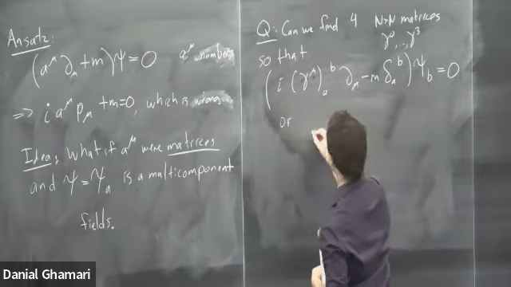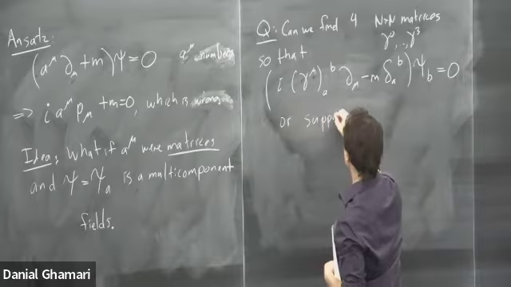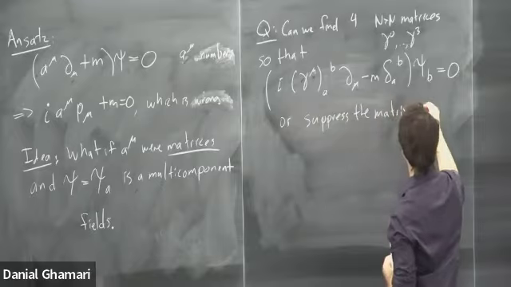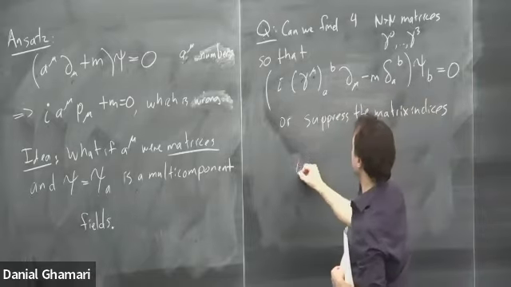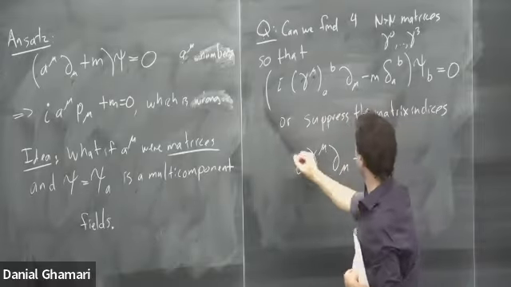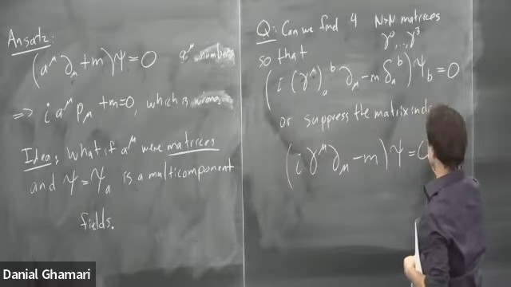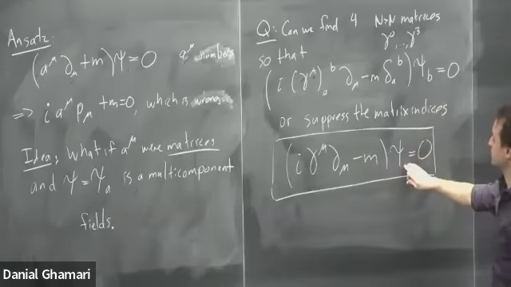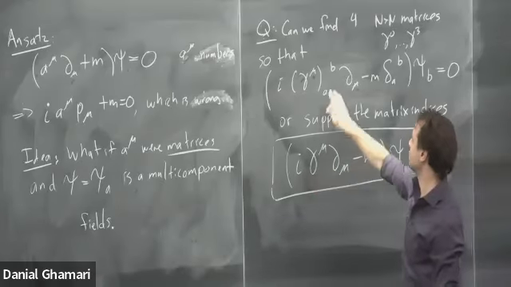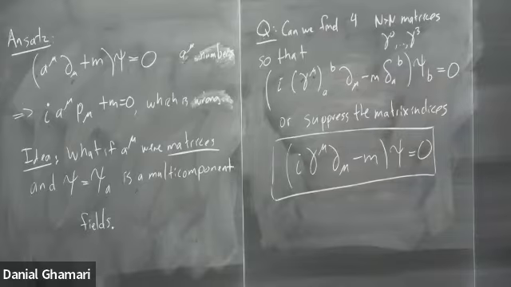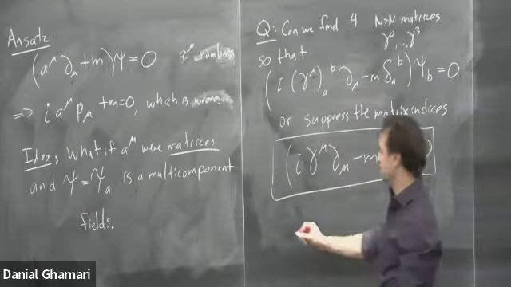Or to write this a little more human readable, you can suppress the matrix indices, and we just write it as i gamma mu partial mu minus m, psi equals 0. You just have to remember that this is actually a multi-component field. This is actually a matrix. We're summing over a bunch of stuff. Okay, so this is the form of the equation that we want to try, but we still have to determine n.